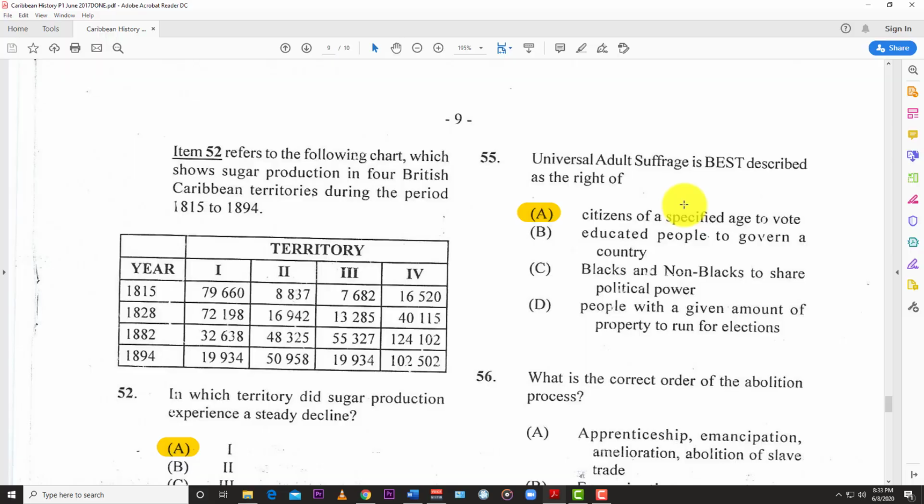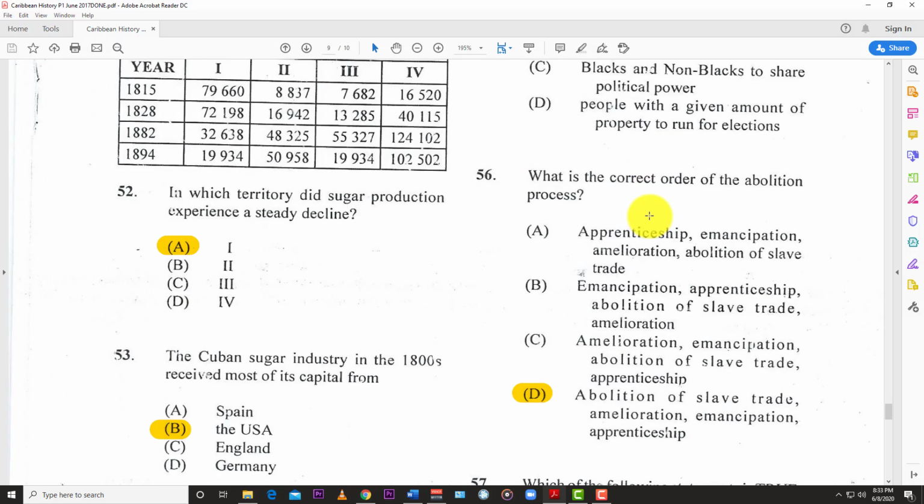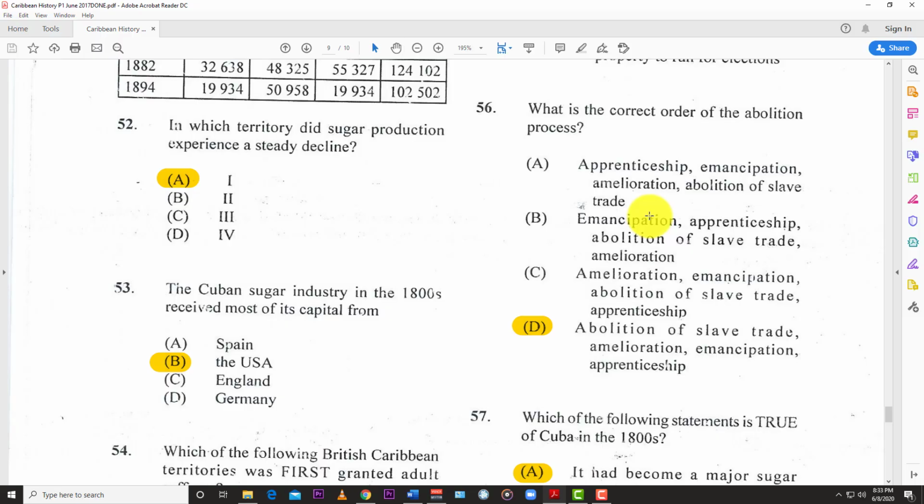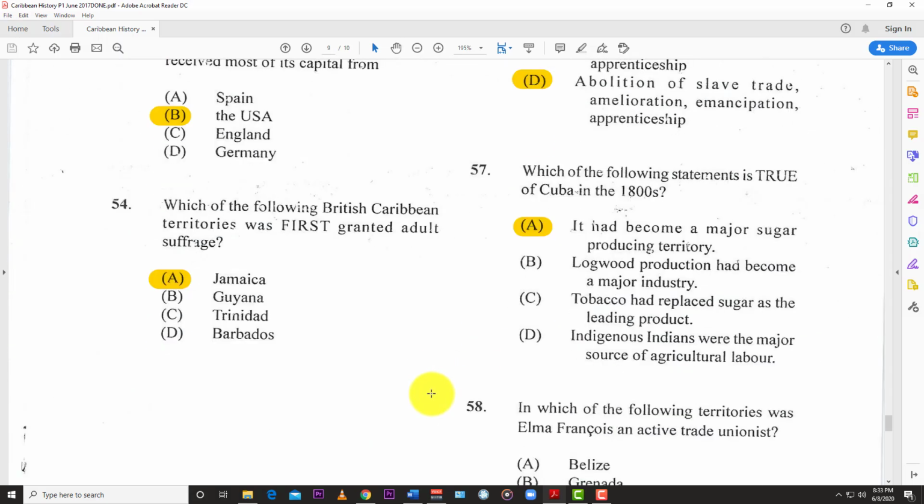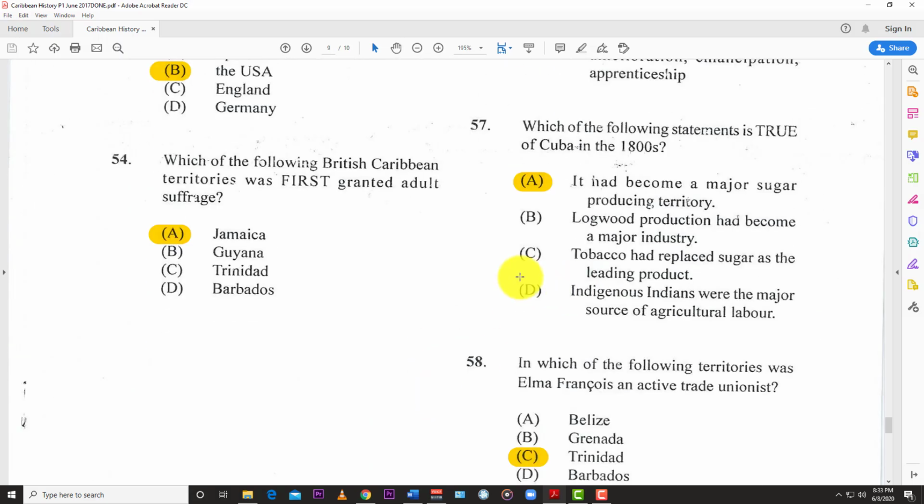55. Universal adult suffrage is best described as the right of citizens of a specific age to vote. 56. What is the correct order of the abolition process? And so we have A, abolition of the slave trade, then we have amelioration, emancipation, and then apprenticeship. 57. Which of the following statements is true of Cuba in the 1800s? And the answer is A, it had become a major sugar producing territory.